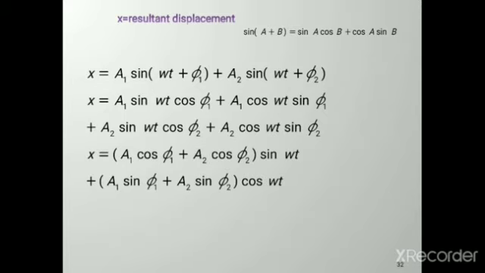Then you will get x is equal to A1 sin omega t cos phi 1 plus A1 cos omega t sin phi 1 plus A2 sin omega t cos phi 2 plus A2 cos omega t sin phi 2. So what you can do? You can take sin omega t common and cos omega t common from the given equation. If you take sin omega t common, then in a bracket it will remain (A1 cos phi 1 plus A2 cos phi 2) into sin omega t plus (A1 sin phi 1 plus A2 sin phi 2) cos omega t.